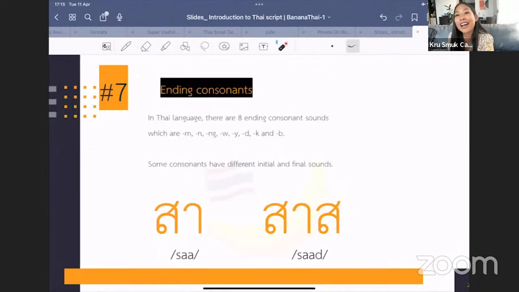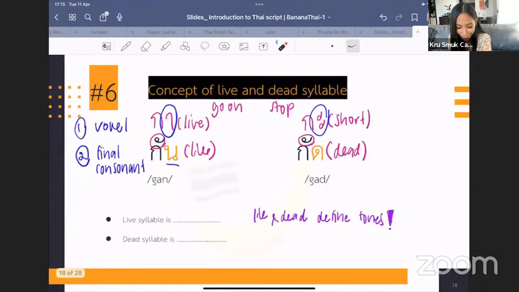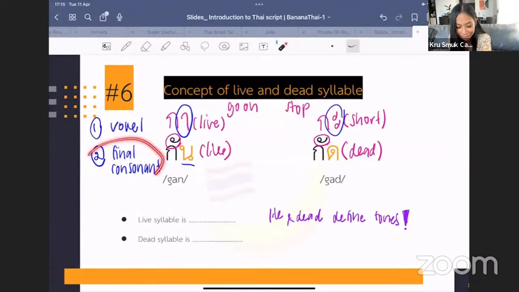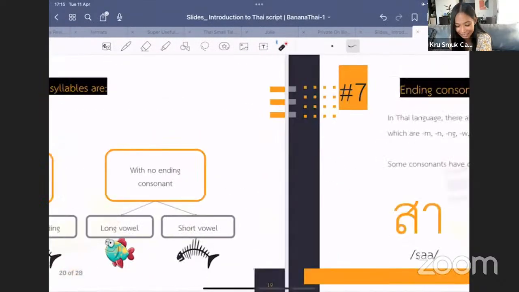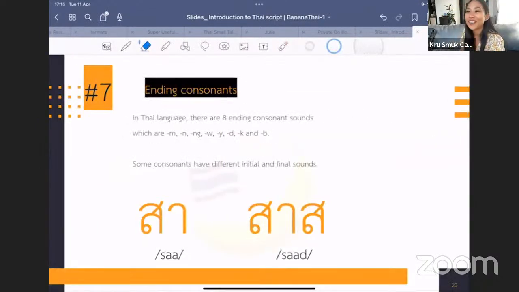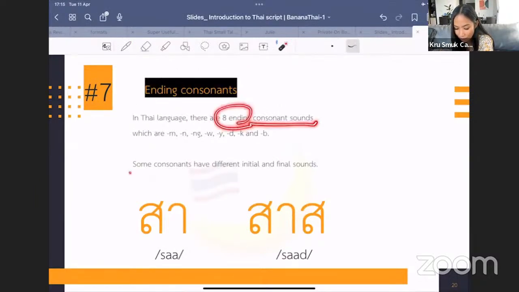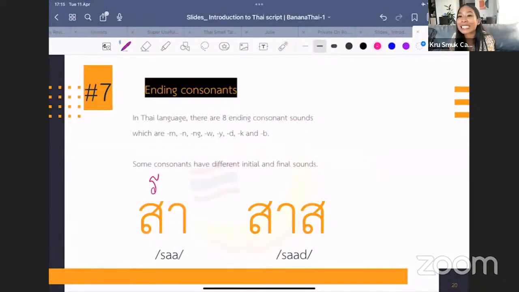Okay, as I mentioned, one of the keys of the live and dead is final consonant sound. You need to learn the final consonant sound. Oh, actually, it's here. Sorry. What I explained to you earlier about r is here. So the ending consonant sound. In Thai language, there are 8 ending consonant sounds. Some consonants have different initial and final sound that I already mentioned. Like r, right, has a r sound. Ra. But this one, lor ending, has a n sound.